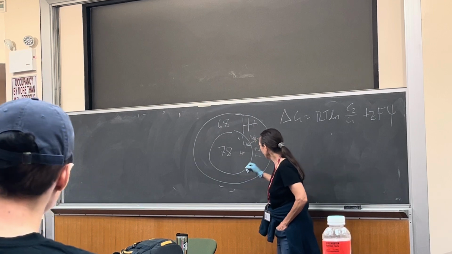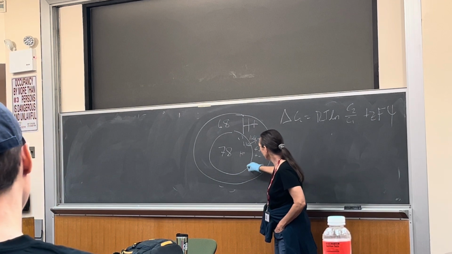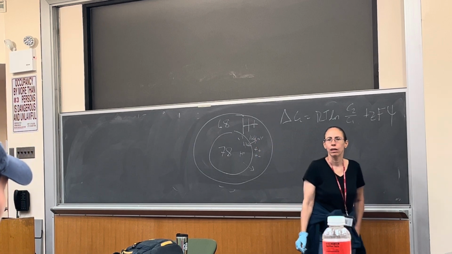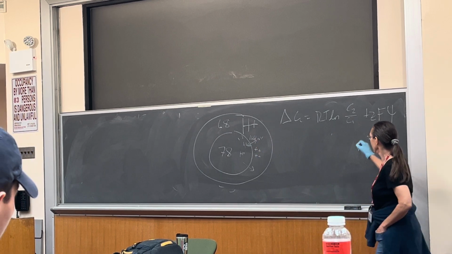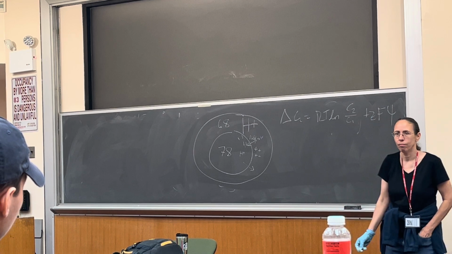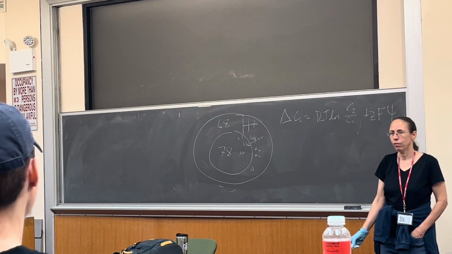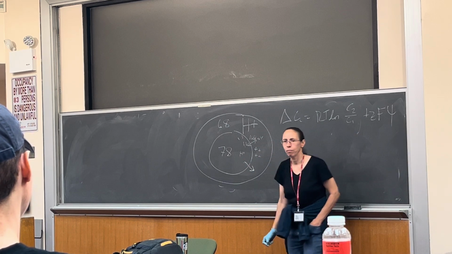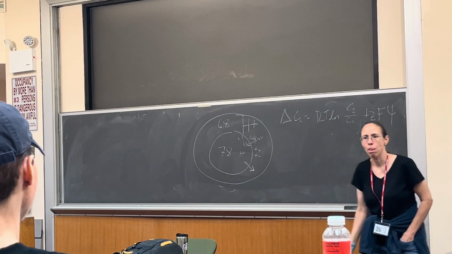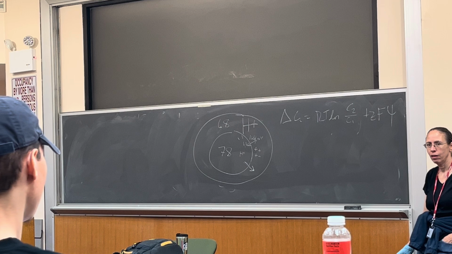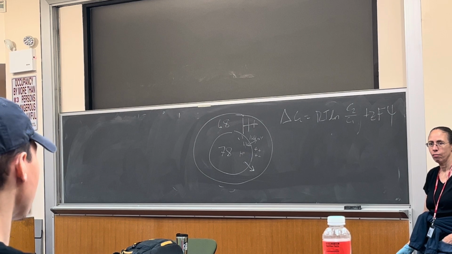If you're moving the protons into the intermembrane space, is that going to be against the concentration gradient or with the concentration gradient? If you're moving it into the intermembrane space, it'll be against. So is that delta G going to be positive or negative? Positive, it'll be positive.